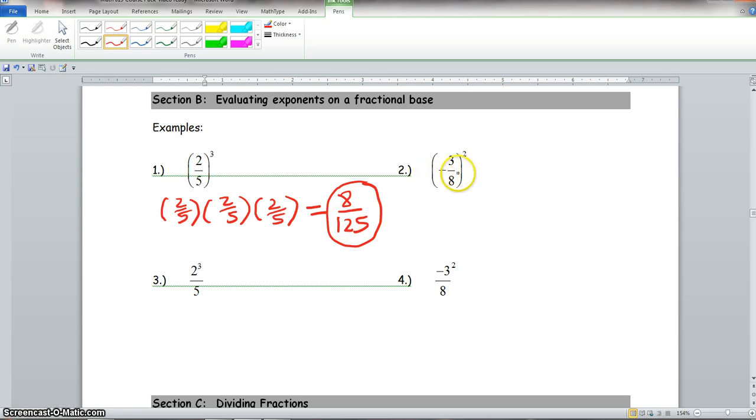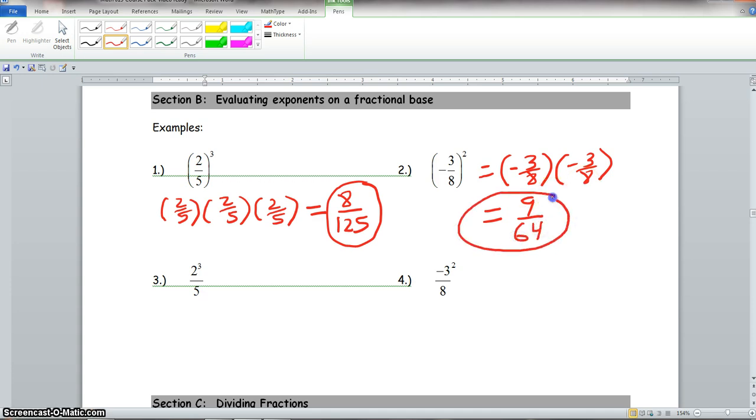Now we come here to number 2. It's the same setup. 3 and 8, they have nothing in common. They're in parentheses, so we need to see if we can simplify that first. And now we can rewrite this. This would be a negative 3/8 times a negative 3/8, because this is taken to the second power. A negative times a negative is positive. 3 times 3 is 9, and 8 times 8 is 64. So this is our final answer.